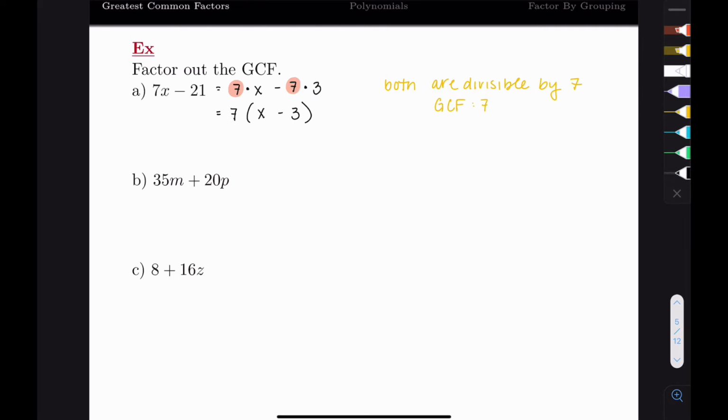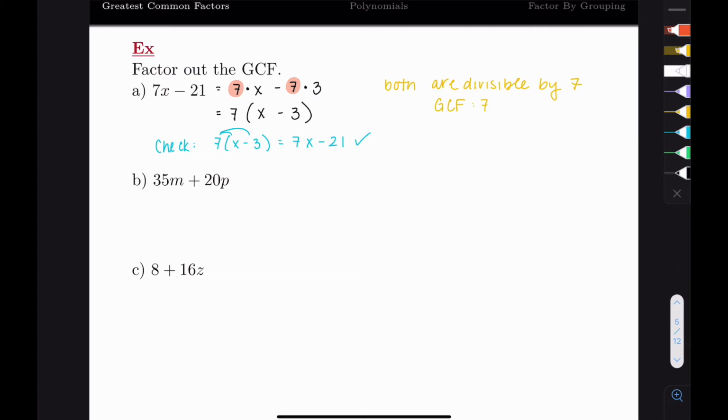Okay? And so we can always check our answer, which is the nice thing about this, because if I multiply this expression out, it should land me right back where we started. So we can check by distributing. If I take 7 and times it by x minus 3, it does indeed distribute out to 7x minus 21. So that is our correct factored form.